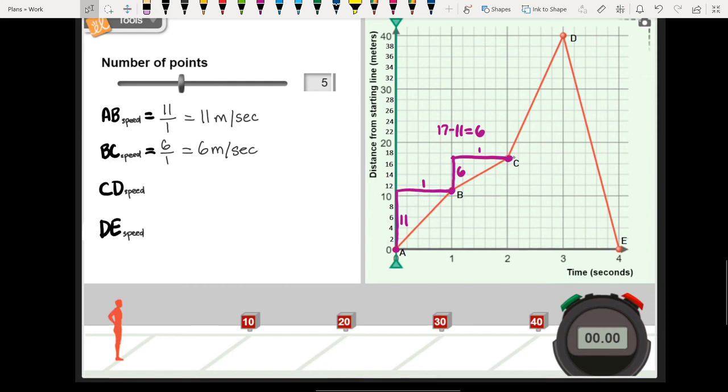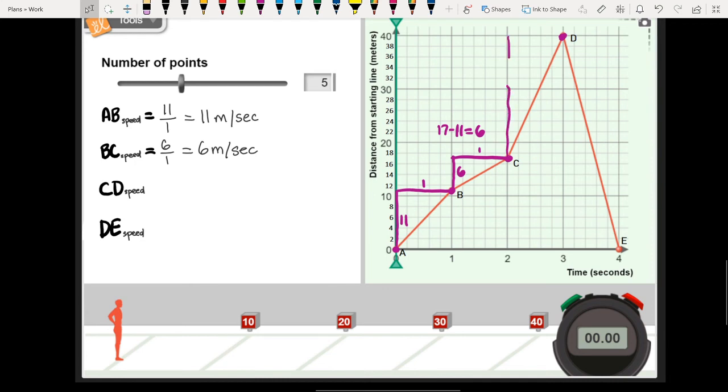So what about CD? CD, I am going from 2, 17 and I'm going to go to 3, 40. So those are our 2 points. Now we can draw our right angle triangle.